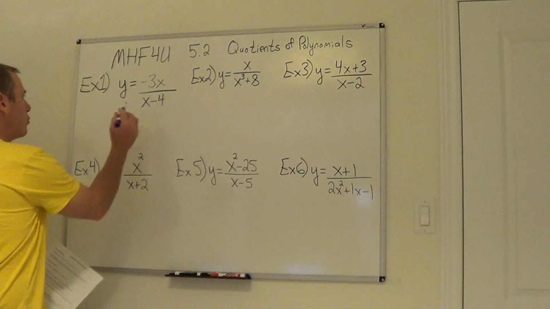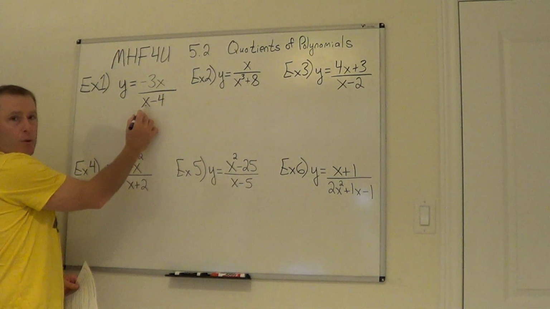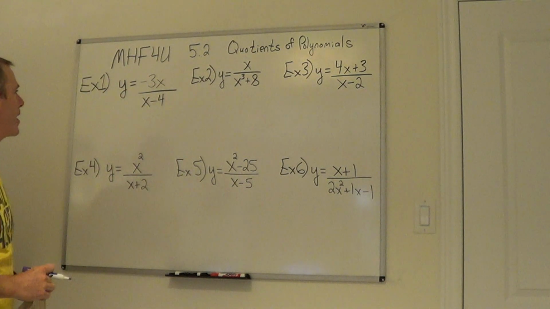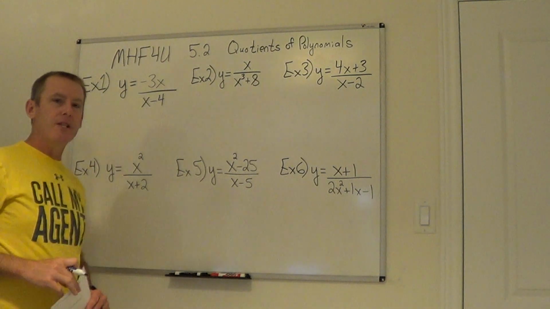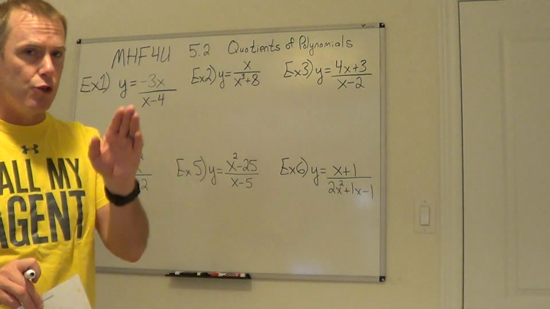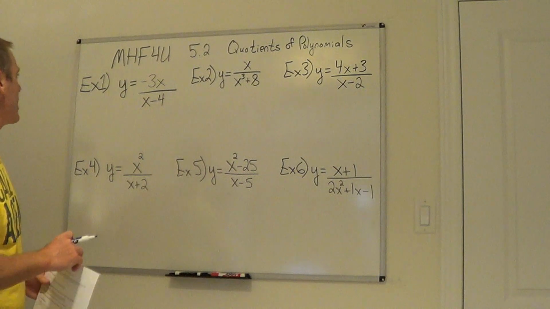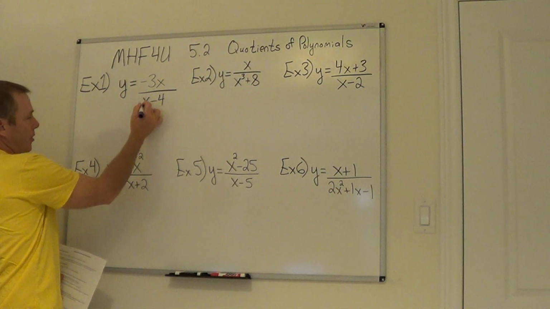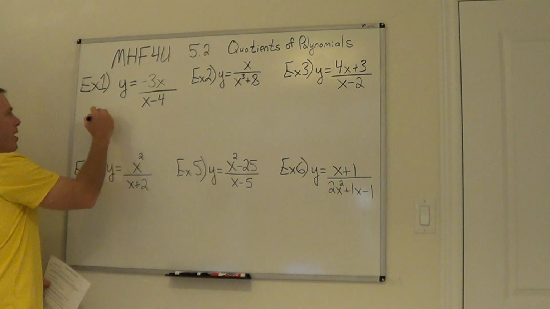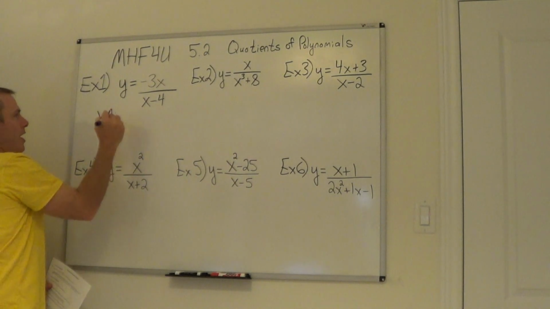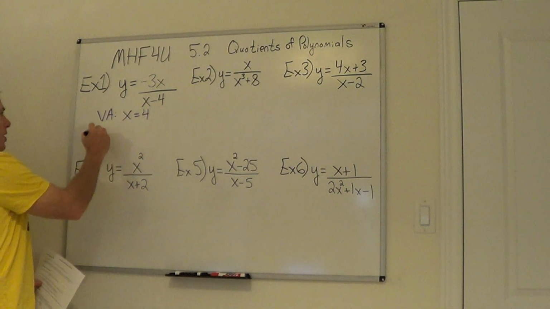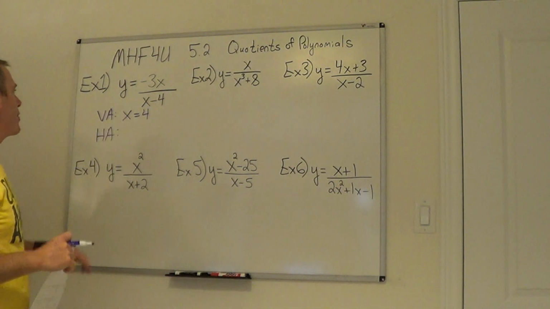For vertical asymptotes, what you're looking for is when the denominator is equal to zero. Here I have an x minus 4, so if x is 4, our denominator is equal to zero. But then you also have to check the top to see if that x value makes the numerator equal to zero too. Because if it does, you don't have an asymptote, you have a hole in your graph. In this case, x equals 4 makes the denominator zero, and the numerator is not zero when x is 4, so we have a vertical asymptote at x equals 4.